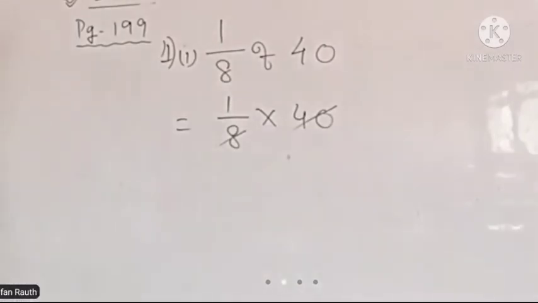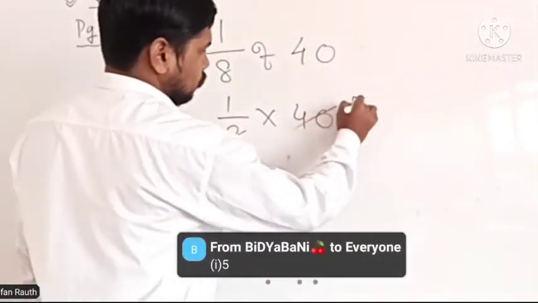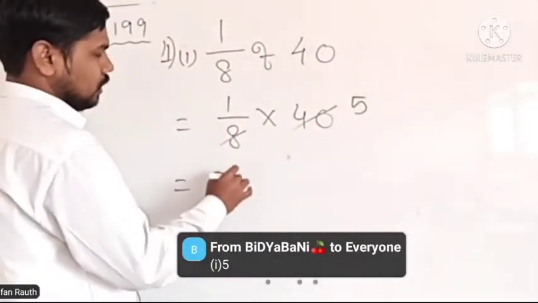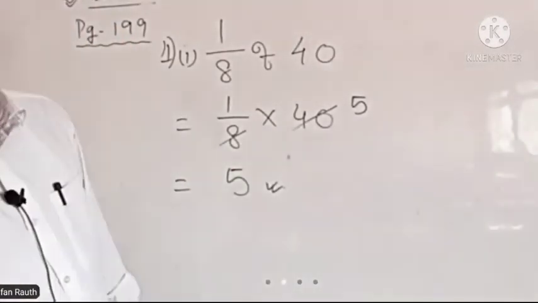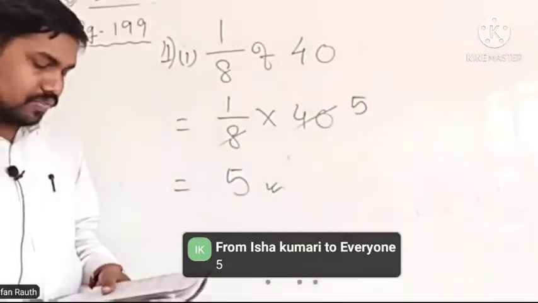5 times 8 is equal to 40. So 5 times 1 is 5 only. Okay, so this is how you can do this type of question very easily.